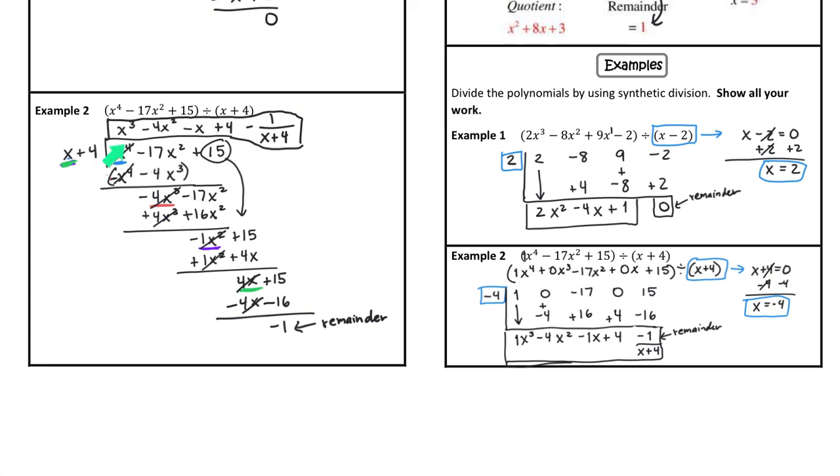Okay, so let's see. I got x to the power 3 minus 4x squared minus x plus 4 minus 1 divided by x plus 4. Does it match what I got over here? X to the power 3, x to the power 3. Negative 4x squared, negative 4x squared. Negative x, positive 4, negative 1 over x plus 4, negative 1 over x plus 4. Okay. So I got the same answers 2 different ways, right?